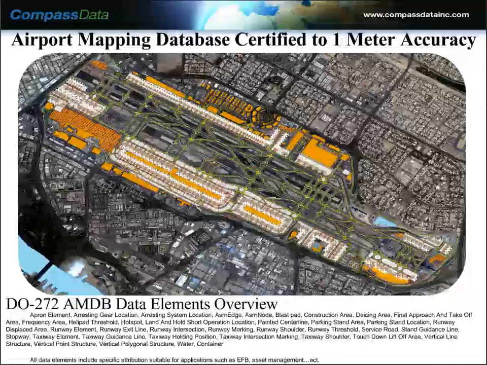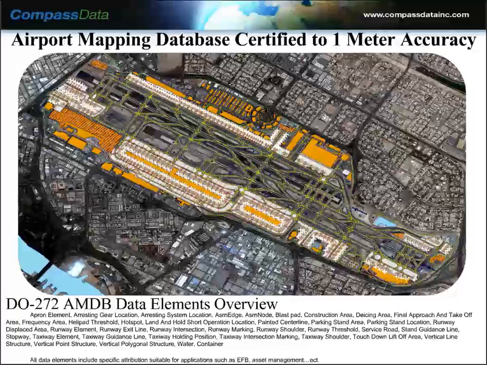And here is an example of the AMDB that's generated, Airport Mapping Database, certified to 1 meter accuracy. And this is the DO-272 AMDB and the data elements. So all these elements, the runway intersection, runway markings, taxiway shoulders, touchdown liftoff areas, these are all the locations or the attributes that are extracted from that ortho image and are certified and have the correct attribution for getting put into the cockpit of a plane and doing navigation based on that.